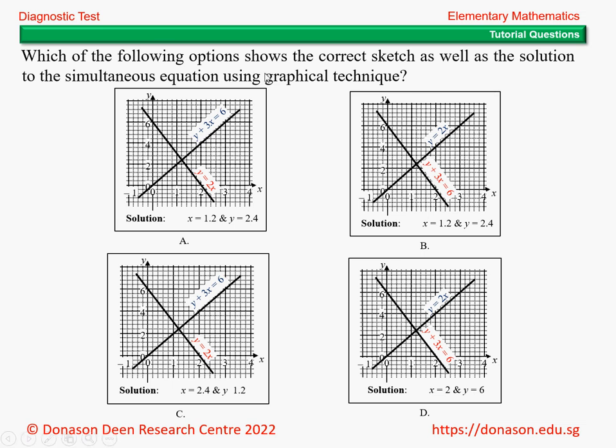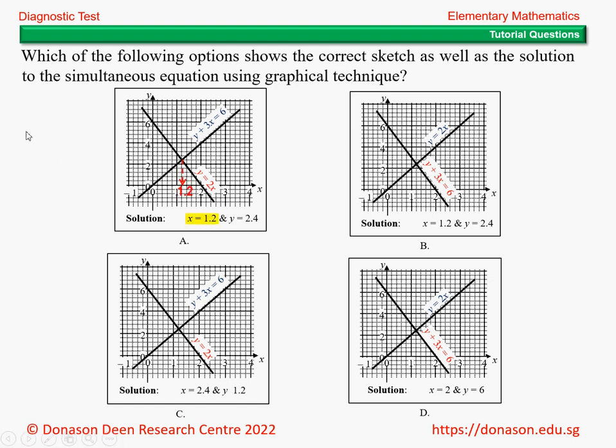Which of the following options shows the correct sketch as well as a solution to the simultaneous equation using the graphical technique? Okay, so there are four diagrams here, and we need to identify which one gives the correct option that shows a correct sketch as well as a solution to the simultaneous equation using the graphical technique. So of course, the graph has been sketched accurately.